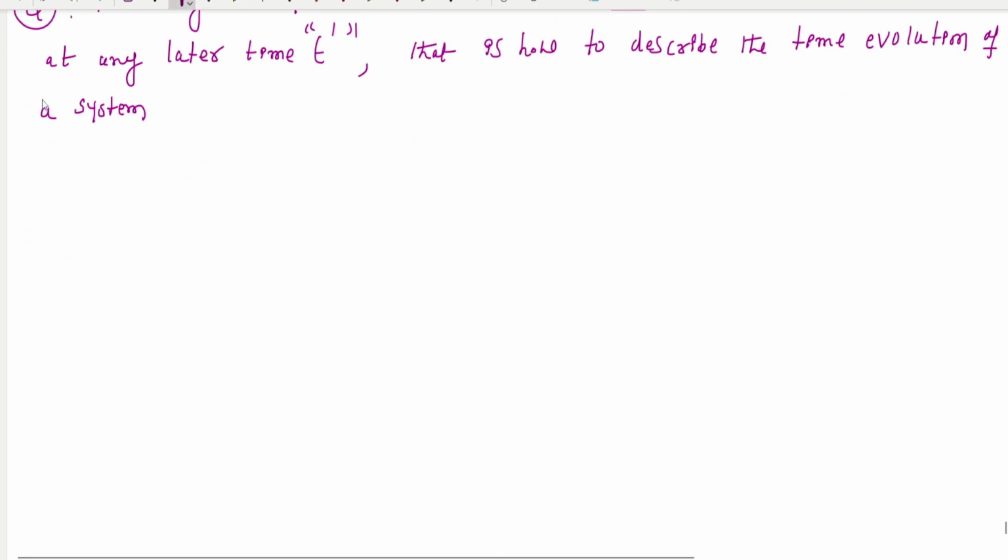Number one is the first postulate. So it's better to write like this. Postulate one: state of the system.